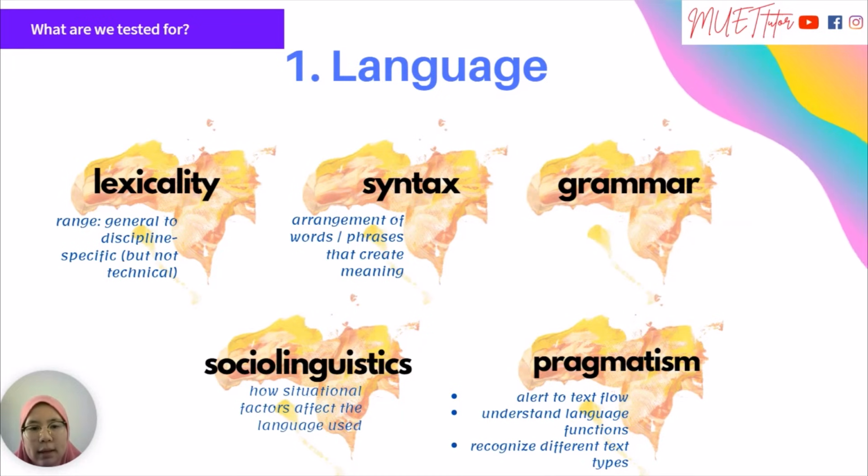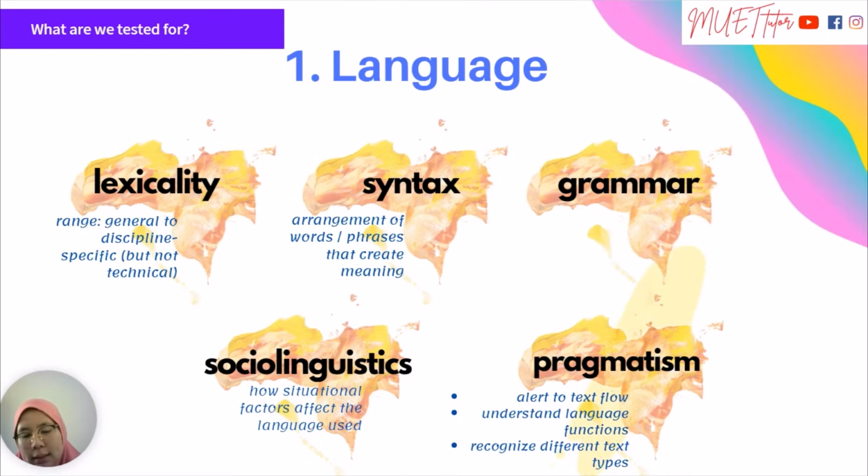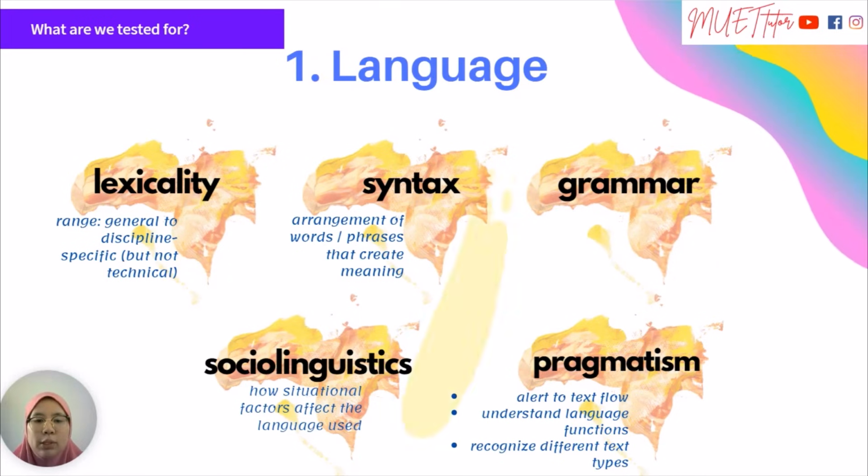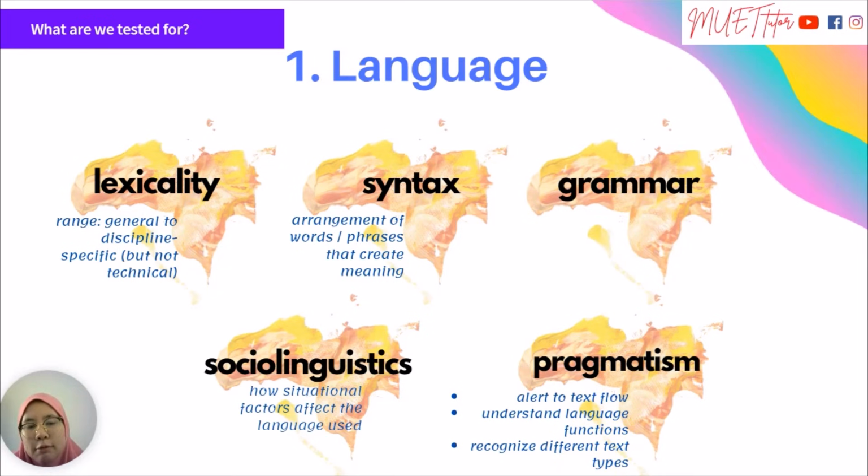Sociolinguistics is the language that we use in different social settings. It means you should recognize how situational factors affect the writer's language. Pragmatism, or the functional use of the language, which means you should be alert to the flow of the text and to understand the writer's different writing styles.